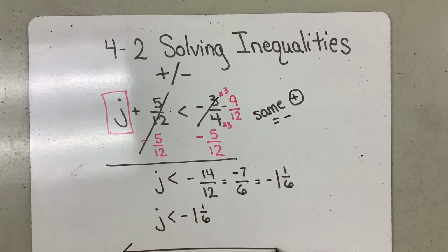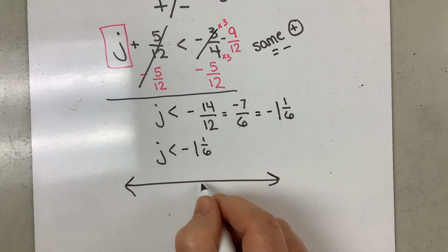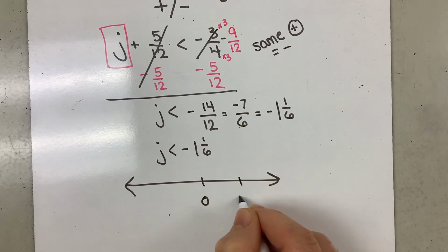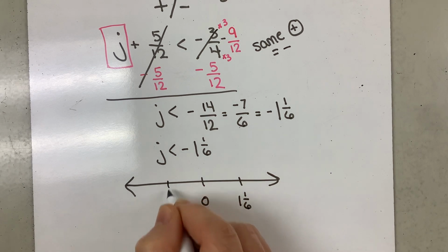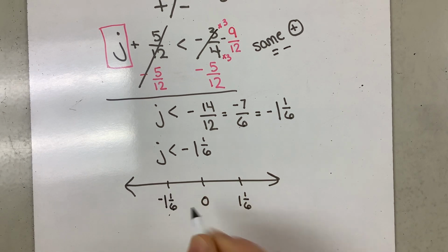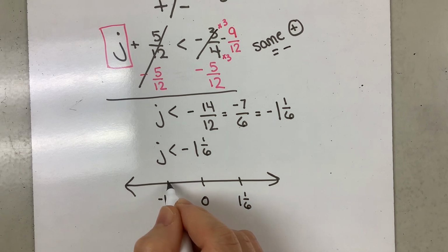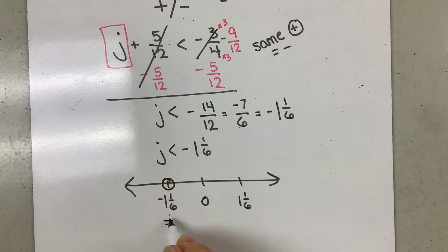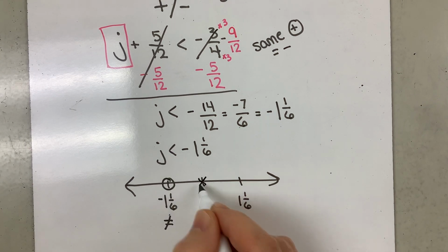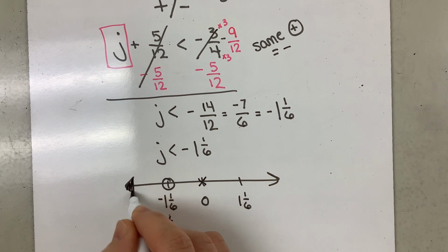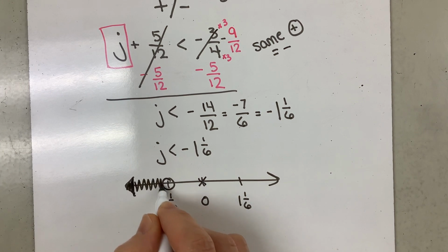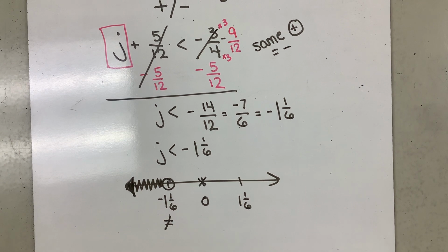When you graph this, again, we're going to have the 0, the 1 1/6, the negative 1 1/6. Do we need an open circle or a closed circle? We're going to have an open circle because it does not equal that. Now I want J smaller than this. So is 0 smaller than negative 1 1/6? No. So again, we're going to go more negative with our numbers. So we're going to color in this side because we want it to be more negative.